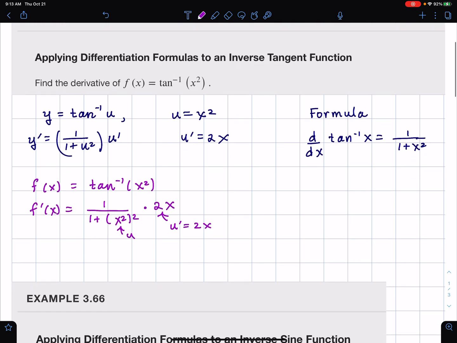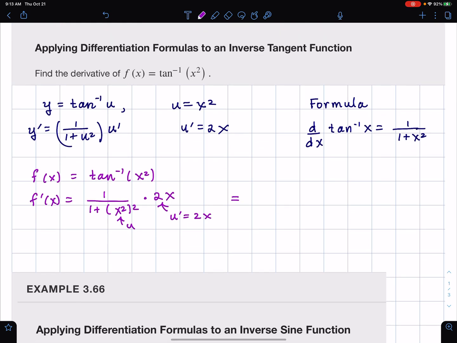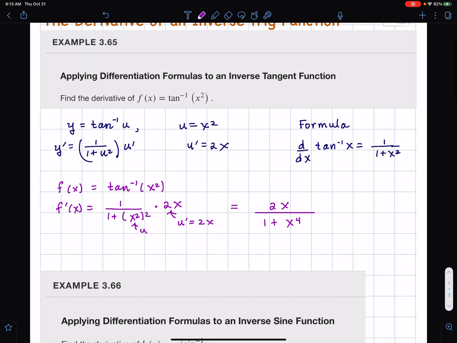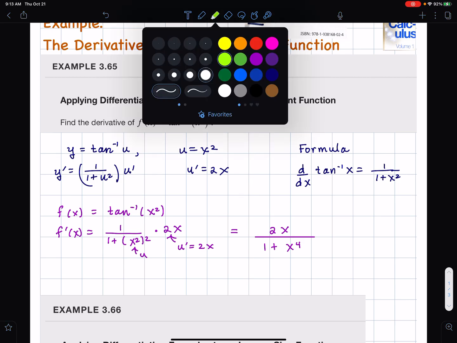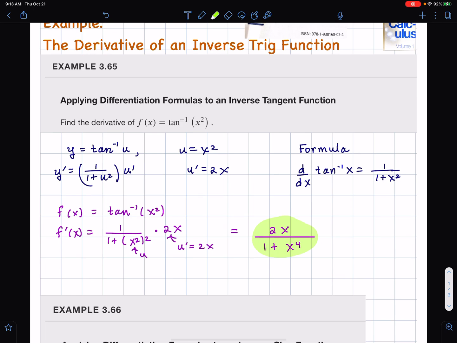Okay, next we'll simplify this a bit. Since I have a whole expression, 2x, I'll multiply by 1 in the numerator and get 2x. And then in the denominator, I have 1 plus x to the what power? Since I'm raising x squared to the second power, I multiply those and I get x to the fourth. So that's our answer there. So we need to know how to use the chain rule, and we need to know the derivative formula for 1 over 1 plus x squared. So we have that one.